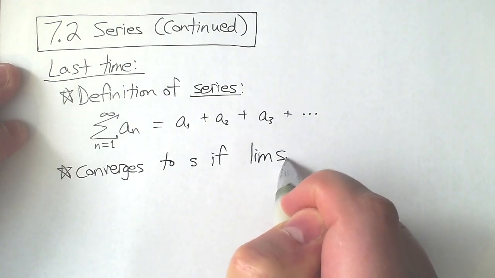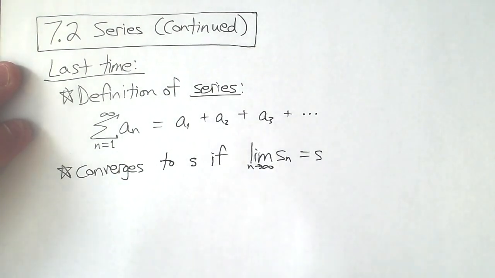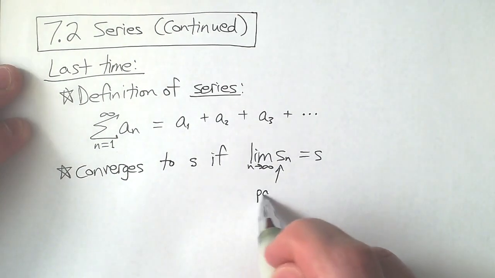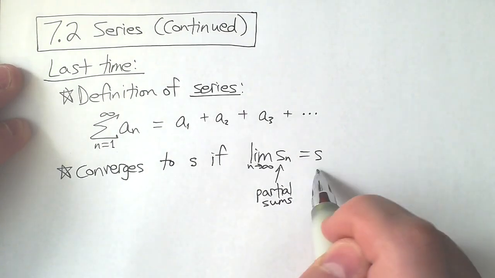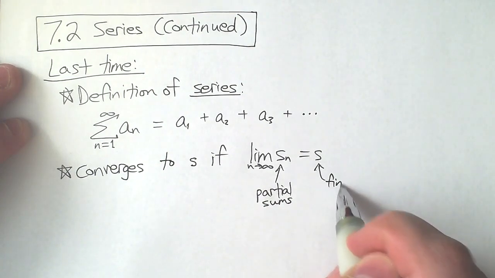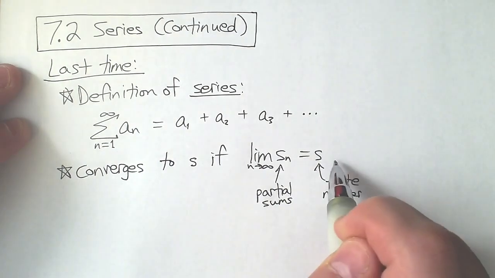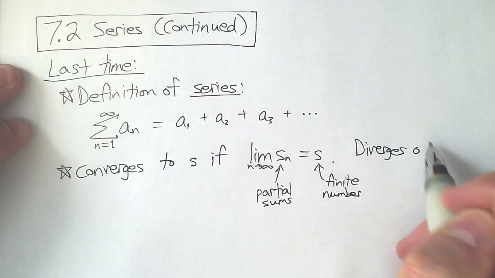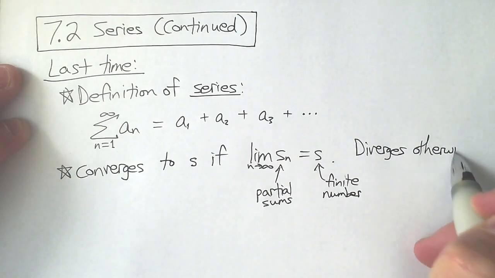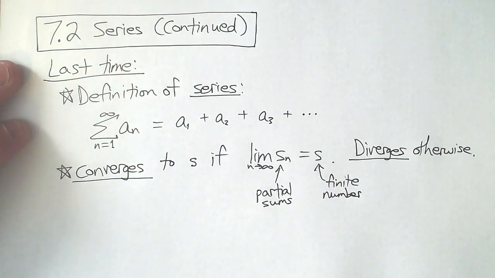if the limit of Sn equals S, where Sn are what we called partial sums. And S would be some finite number. And it diverges otherwise. So let me underline converges and diverges.